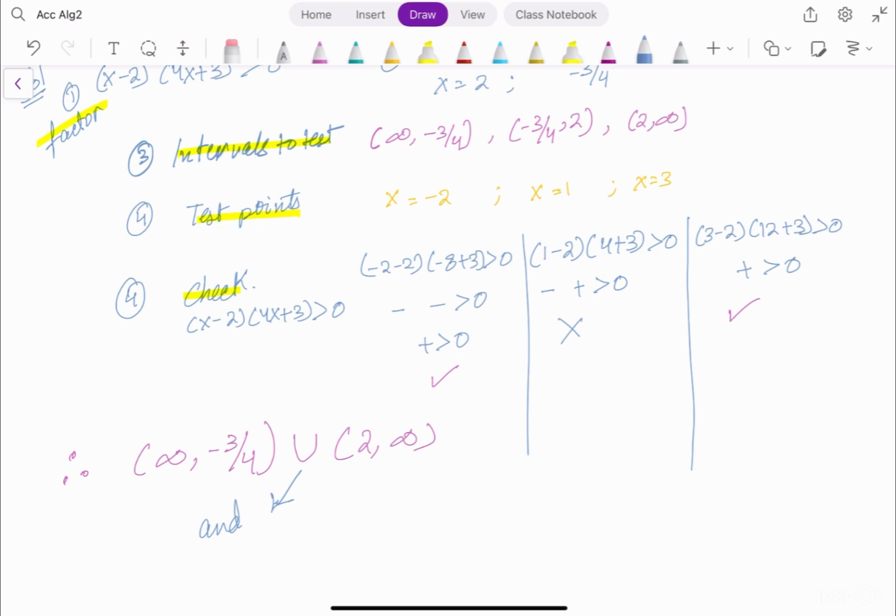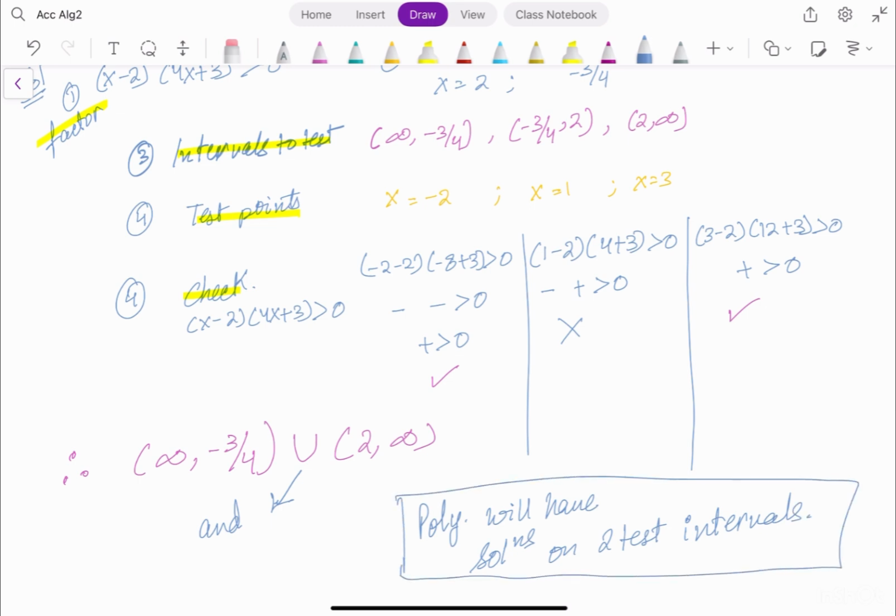So again, I am emphasizing on example 2. I forgot to write -∞, -3/4. So it should be -∞. What we can conclude here, polynomials can have the solution on 2 test intervals, right?